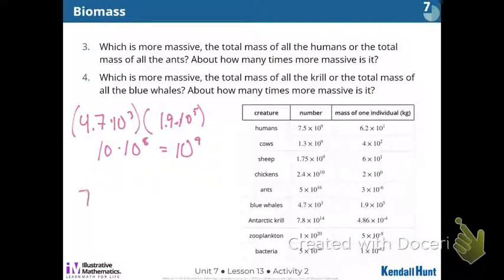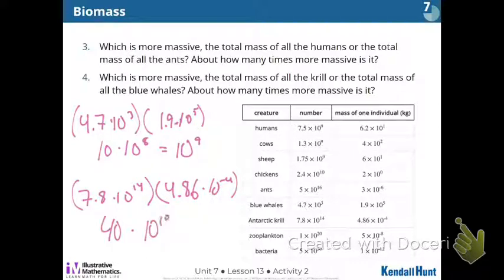It's all right. Good mistake, Mr. Mac. 7.8 times 10 to the 14th times 4.86 times 10 to the negative 4. This is even better. So I'm going to do 8 times 5. Anybody else do 8 times 5? I'm at 40 times 10 to the 10th. I'm going to want this in scientific notation, which would be 4 times 10 to the 11th.